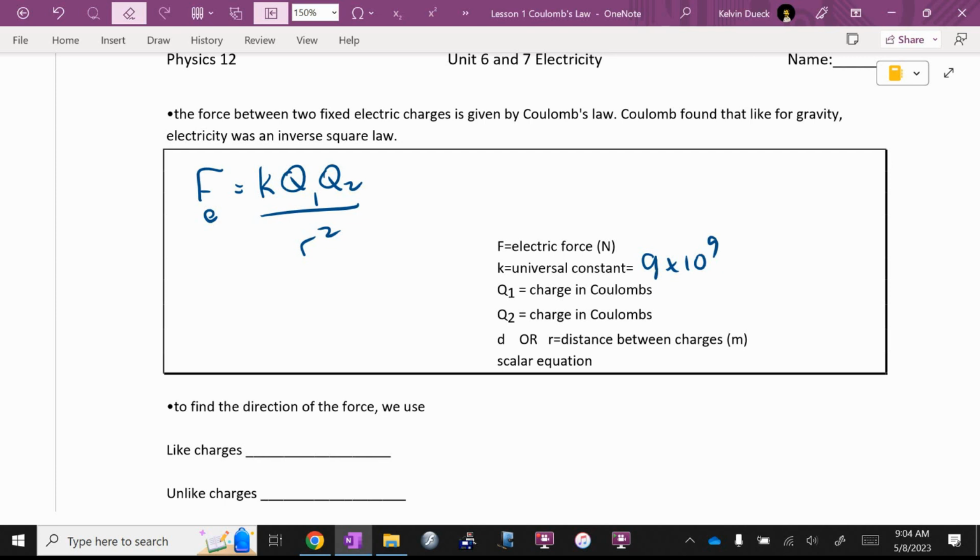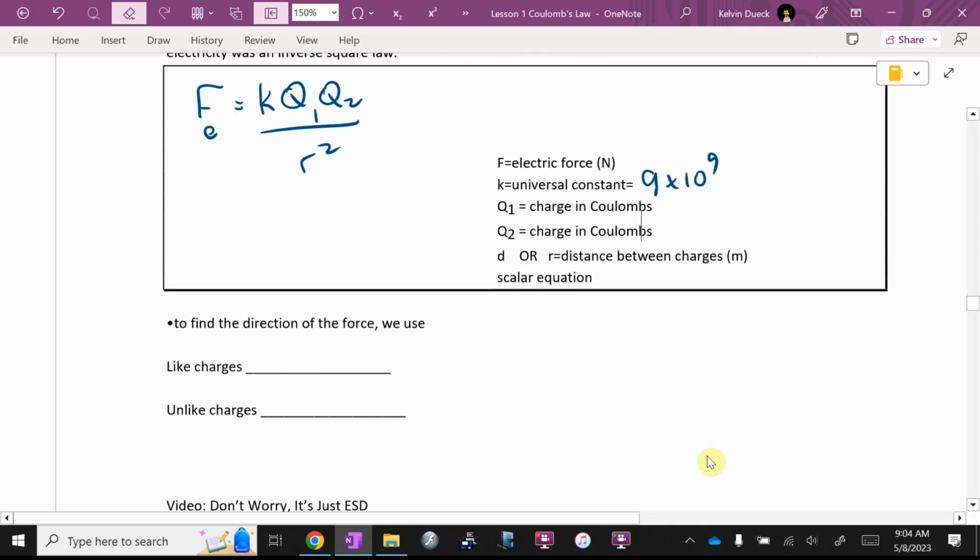Gravity, we didn't have a problem figuring out the direction of the force. It was always toward the center. But we've got a bit of a problem here. Like charges can, stuff can fall up, really, is kind of what we're saying. So to find the direction of the force, we use like charges repel and unlike charges attract.